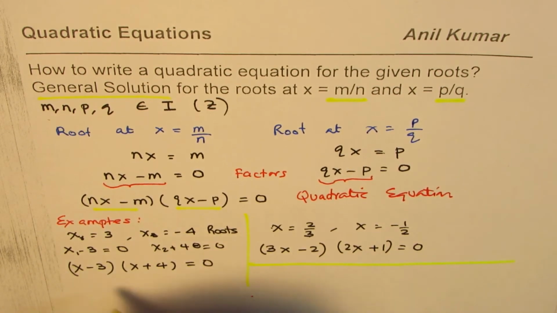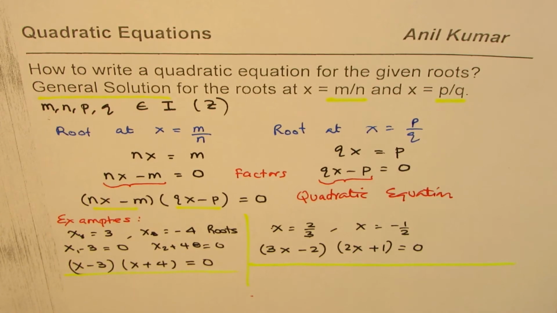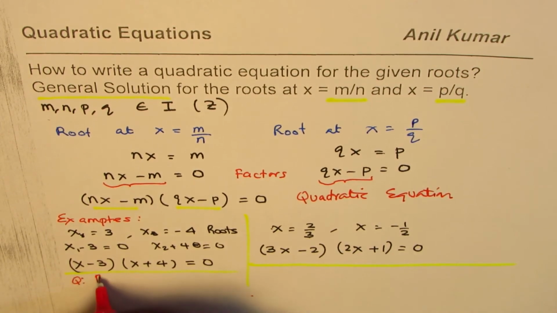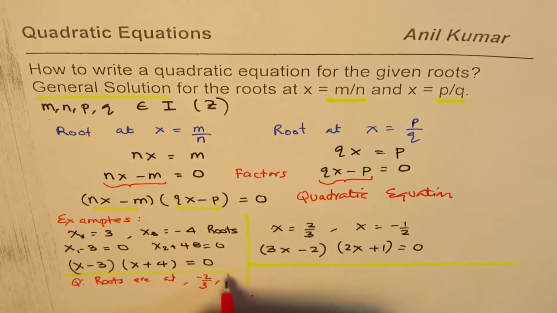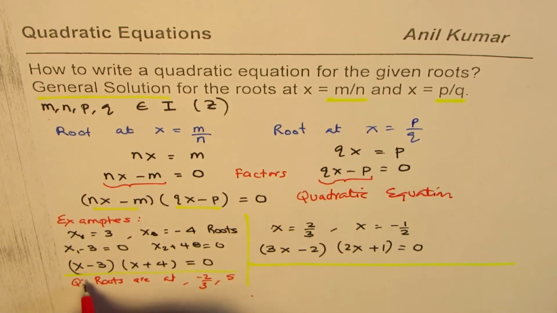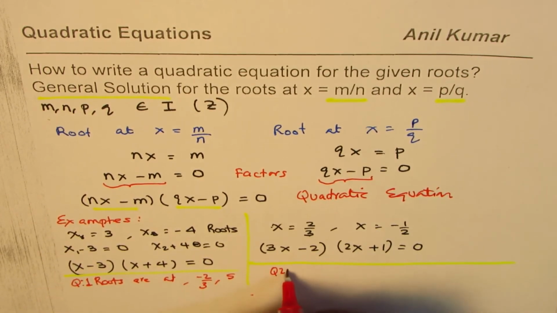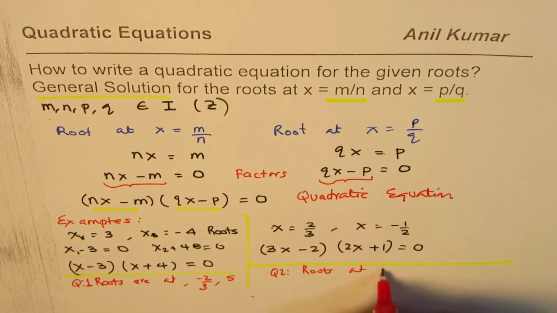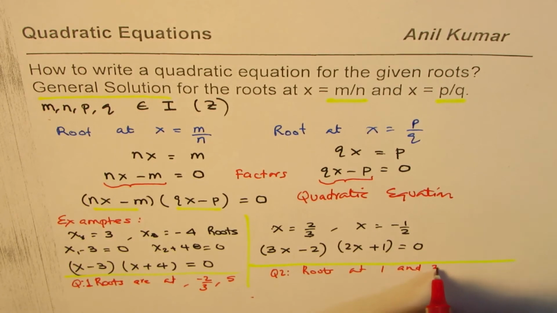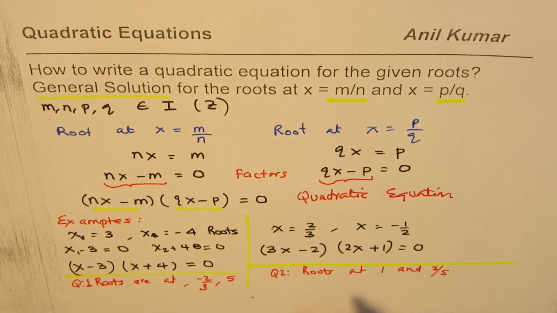Now here is your practice question, right? The practice question for you is that roots are at minus 2 over 3 and 5. Well, that's question number 1. And question number 2 is roots at 1 and 2 over 5. Okay, so those are the roots. What kind of equation do you expect? We're looking for a quadratic equation with the given roots.